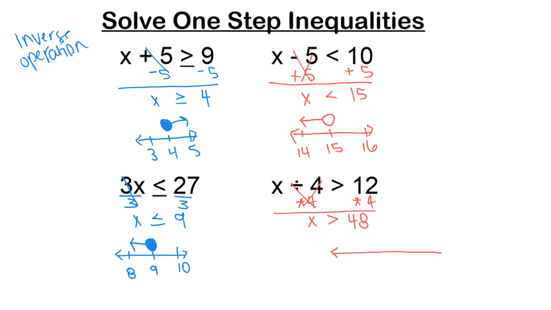To graph my x greater than 48, I have on my number line 48 in the middle, 47 to the left, and 49 to the right. I'm going to have an open circle because it's just greater than, and I'm going to point to the 49 because 49 is greater than 48.